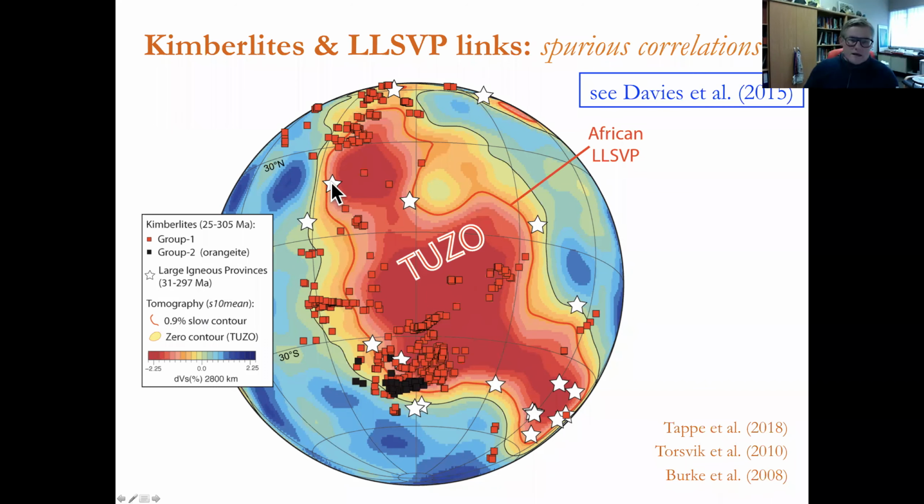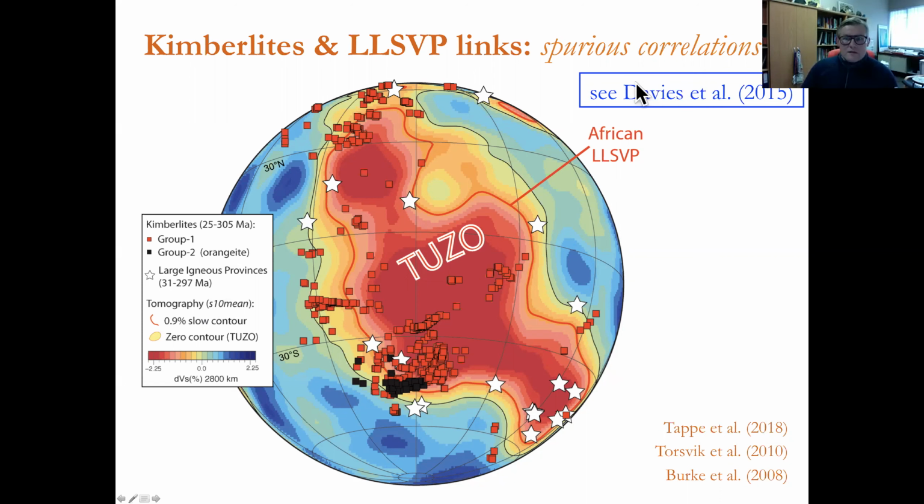So there's some sort of a geographic association between kimberlite magmatism and at least the African LLSVP. This has been put forward initially by Kevin Burke, then pioneered by Trond Torsvik, and we have used this sort of diagram over and over in other publications.